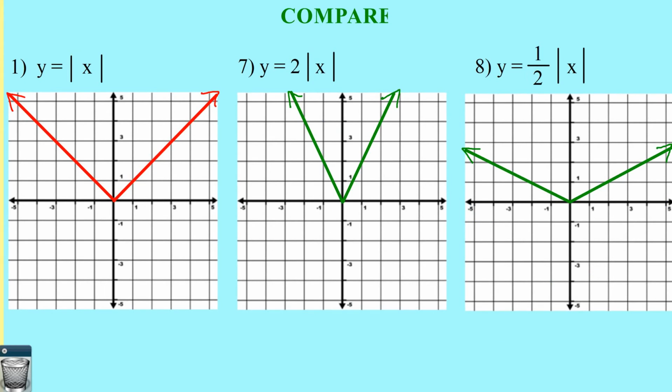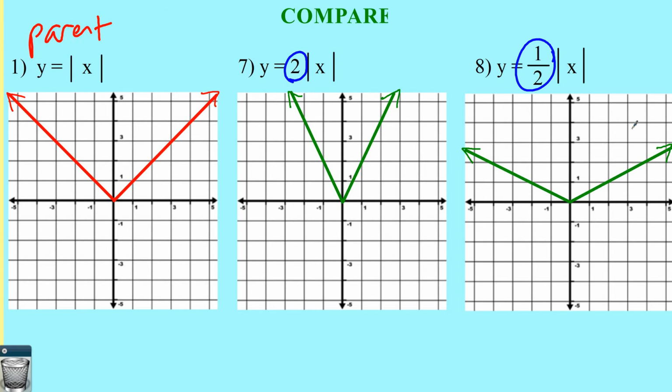The last thing we did was we put a number on the outside in front of it. So here we have our parent function, and for these we have a number on the outside. When we multiplied it by 2, notice what happened. It got skinnier. Notice when I multiplied by 1/2, my graph appears much wider, much fatter.